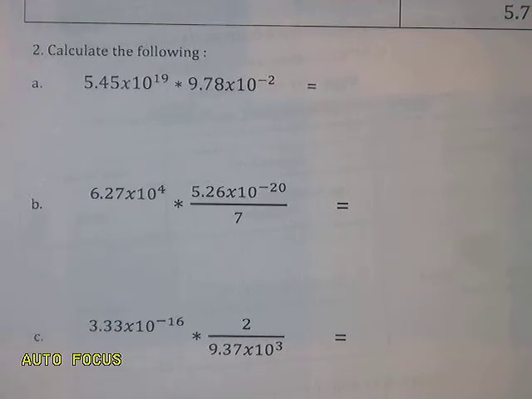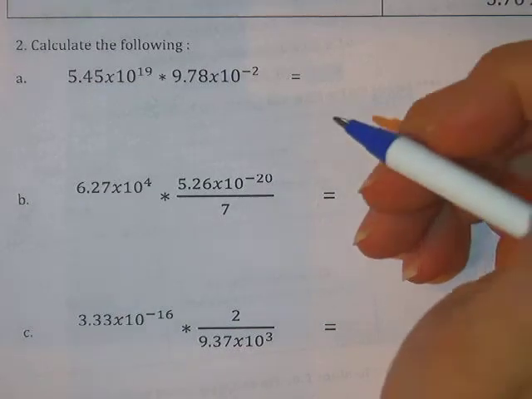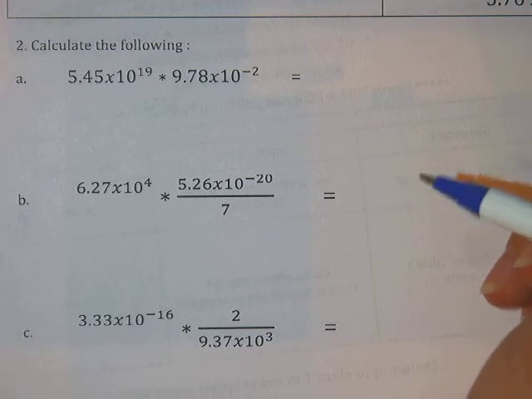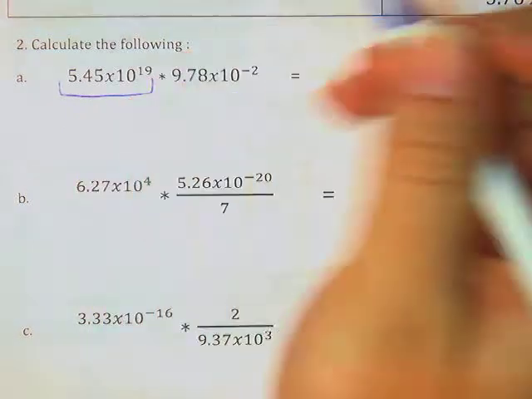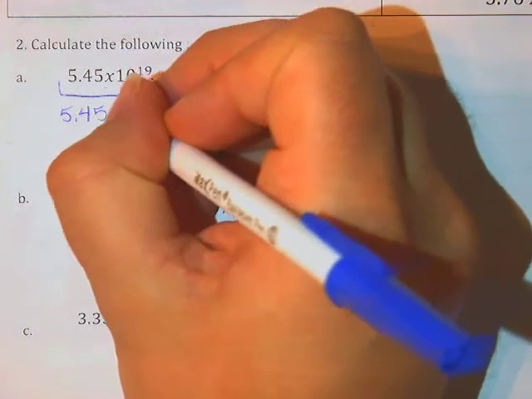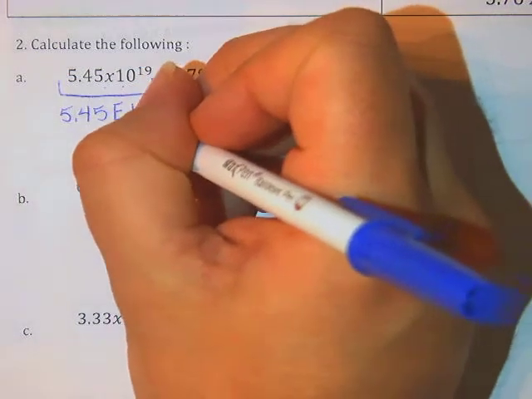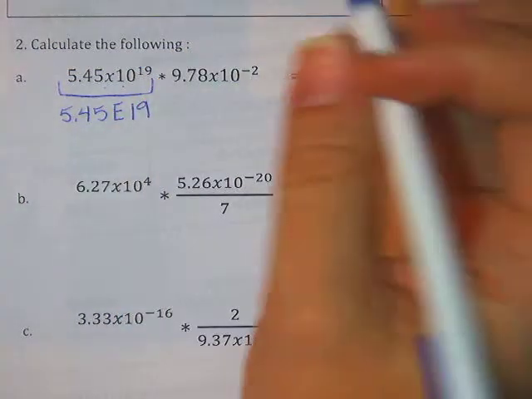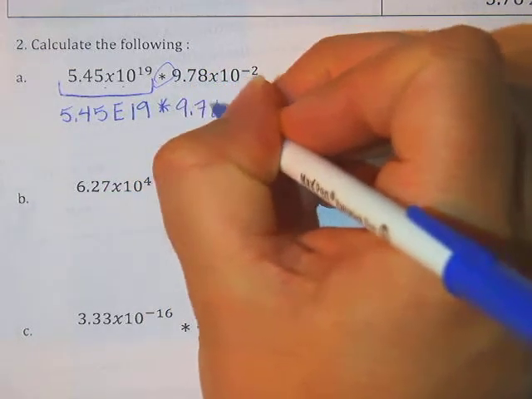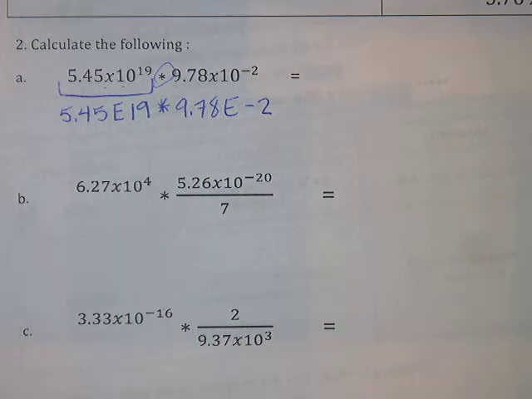When you are putting scientific notation calculations in your calculator, make sure that as you type it, you still type the scientific notation into your calculator using the E button. So like for this problem right here, instead of typing 5.45 times 10 to the 19th power, you would type 5.45, get the E, and then your exponent is 19, so just 19, times 9.78E negative 2. You should be typing it like this in your calculator.